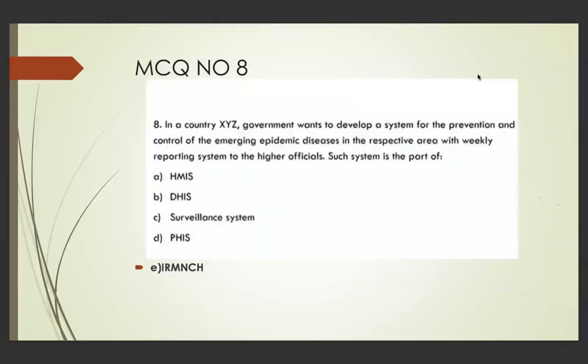Number 8. In a country XYZ, the government wants to develop a system for the prevention and control of emerging epidemic diseases in the respective area with a weekly reporting system to the higher officials. Such a system is part of A, HMIS, B, DHIS, C, surveillance system, D, PHIS, or E, IRMNCH? It's C, it's the surveillance system.